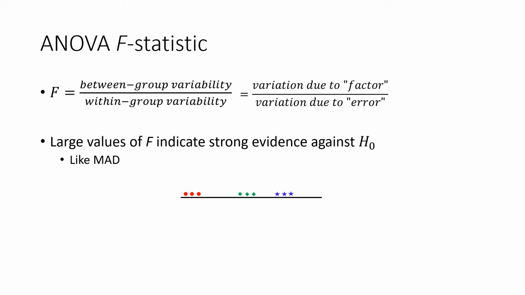Another way of writing the between group variability is to call it the variation due to the factor or the treatment, the explanatory variable. And another way of writing the within group variability is the variation due to error. This doesn't mean error like you're making a mistake. This just means error due to random chance, due to sampling variation of who we happen to sample. So the numerator is telling us the variation due to the explanatory variable, and the denominator is telling us the variation due to random chance.